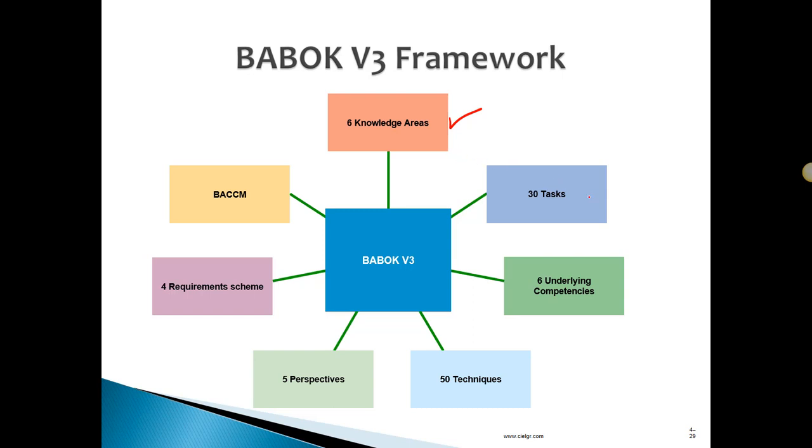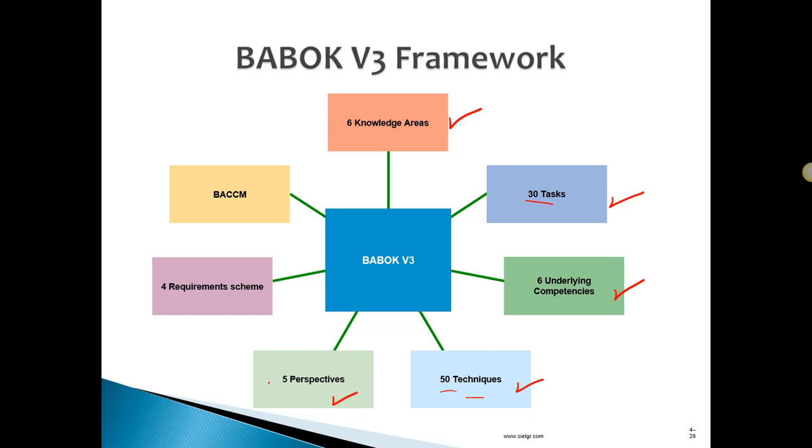And then also part of the BABOK guide is what we refer to as tasks. So the BABOK guide contains 6 knowledge areas as well as 30 tasks. And then also the underlying competencies. Underlying competencies basically are more like the skills that the business analyst needs to have to be able to effectively carry out his or her business analysis work. Then also we'll talk about the techniques. So in the BABOK guide, 50 techniques were referenced. So these 50 techniques are also part of what we're going to be discussing much more later.